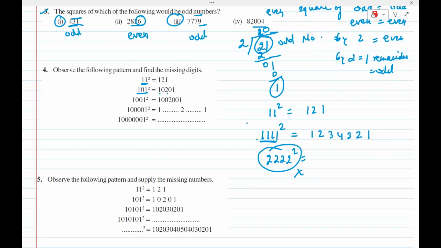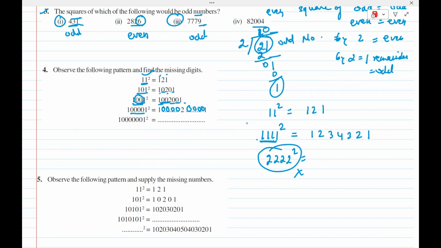Same here, it is 11 squared, so 1, 2, 1. I can see 0 over here, so I'll put 0, 0. Same with this: 121, 1, 2, 1. So 2, 0. So I substituted 2, 0. Same with this: how many zeros do I have? I can see 4 zeros. If I have 2, 0, I have inserted 2 zeros. So here I need 4 zeros. 1, 2, 3, 4. Here also 4. 1, 2, 3, 4. So that was the pattern.